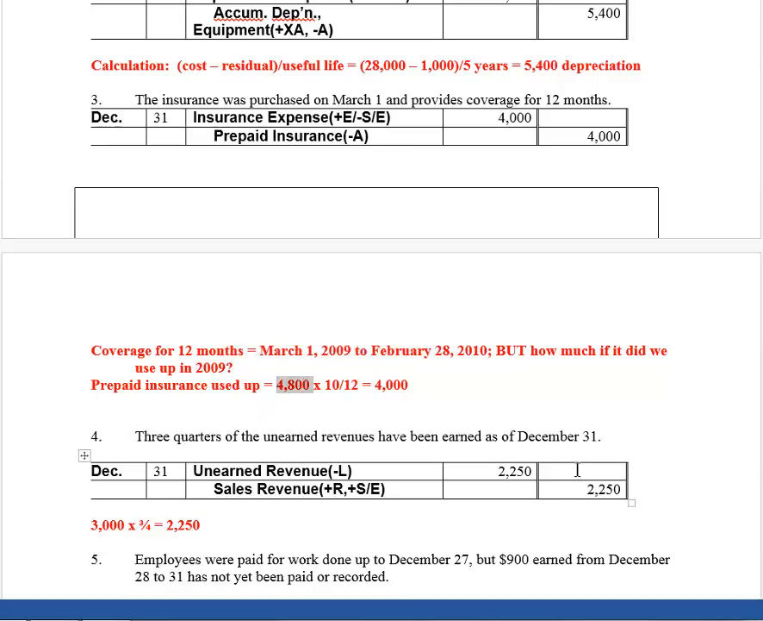Well, if that $4,800 was for 12 months, from March the 1st of 2009 to the end of December 31st, 2009, that's 10 months. That is 12 months of insurance, so I have to multiply it by 10 over 12 to prorate it to get it for 10 months. So that means I've used up $4,000 of the $4,800 in insurance. So I'm going to credit or reduce my prepaid insurance and book a cost of doing business, which is insurance expense, of $4,000. Now, what's the next transaction?